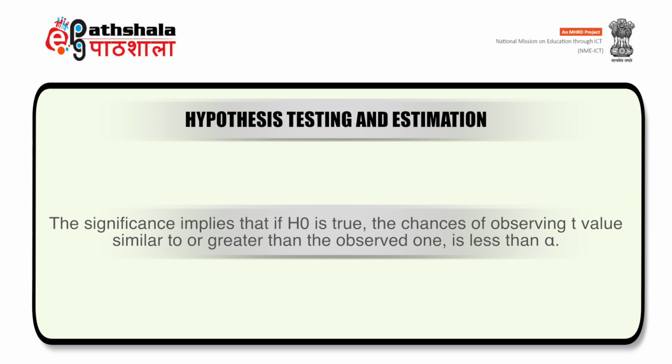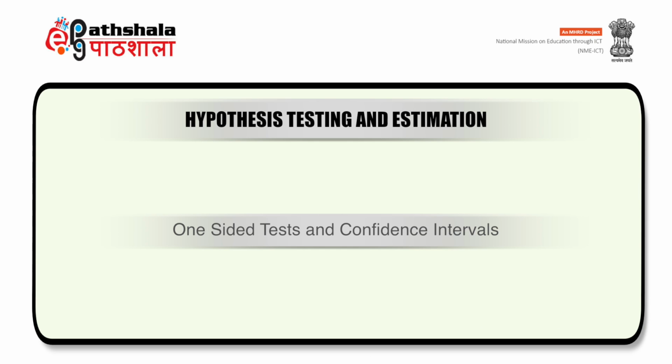The significance implies that if the null hypothesis is true, the chance of observing a t-value similar to or greater than the observed one is less than alpha. We will further discuss one-sided test and confidence interval.